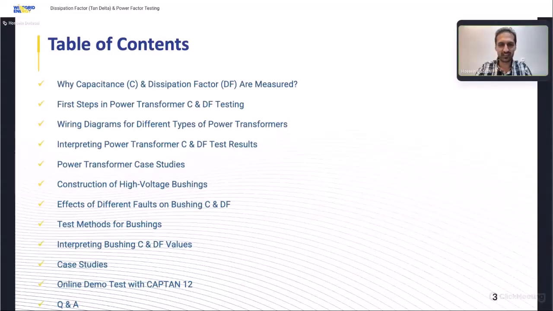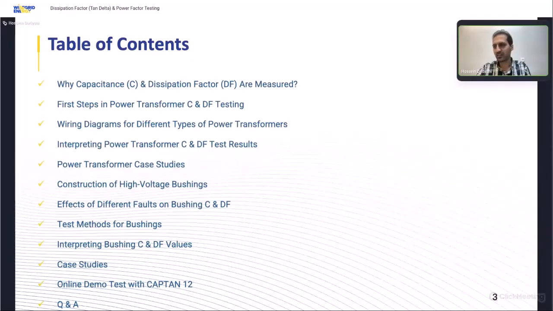Hello, everybody. Good morning and good afternoon. Today, we are going to talk about time delta measurement at power transformers and high voltage bushings. Here, you see the table of contents: why we measure capacitance and dissipation factor, first steps in power transformer C and DF testing, winding diagrams for different types of power transformers, I mean 2 or 3 winding, shunt reactors, and so on. Interpreting power transformer test results, and also some interesting case studies regarding power transformer time delta or dissipation factor testing.